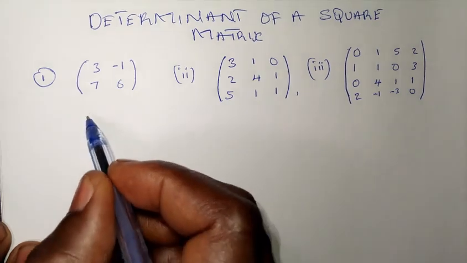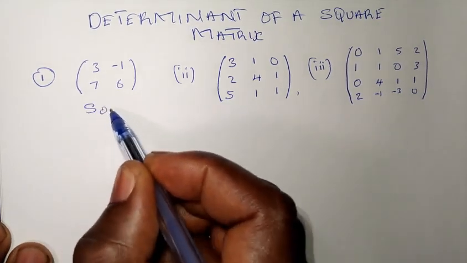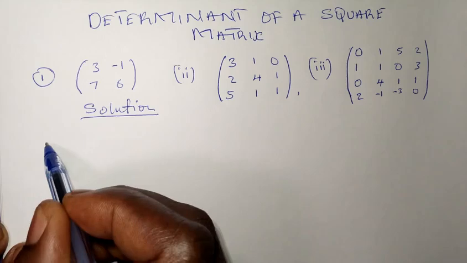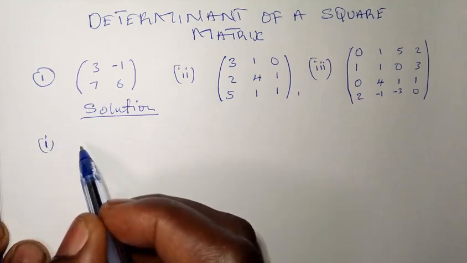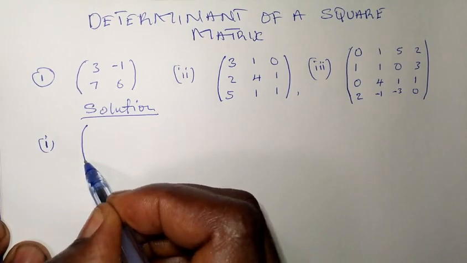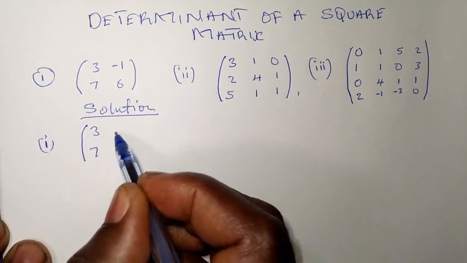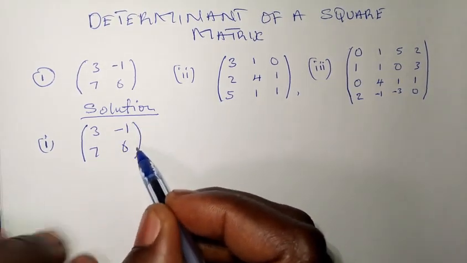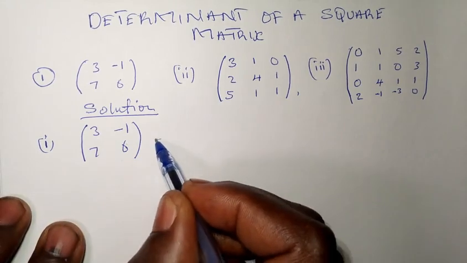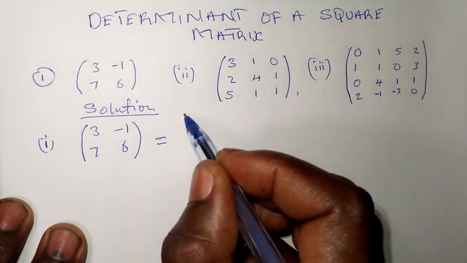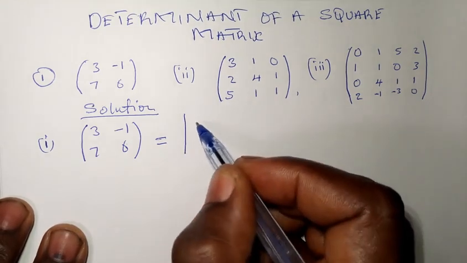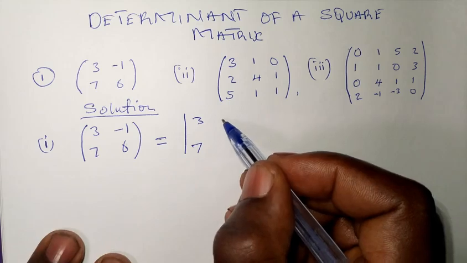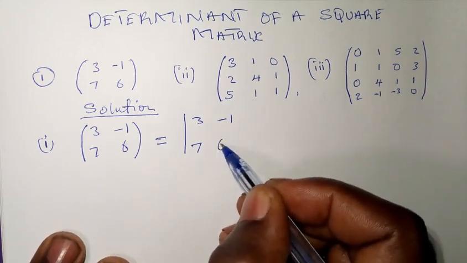What is the determinant of a matrix? Let's solve this first one. I want to take the Roman figure 1. We have this matrix with 3, 7, minus 1 and 6, and we are to find the determinant of this. The determinant can first of all be expressed using vertical bars, with 3, 7, and then minus 1 and 6.